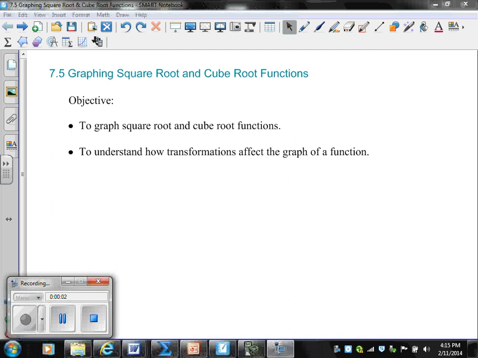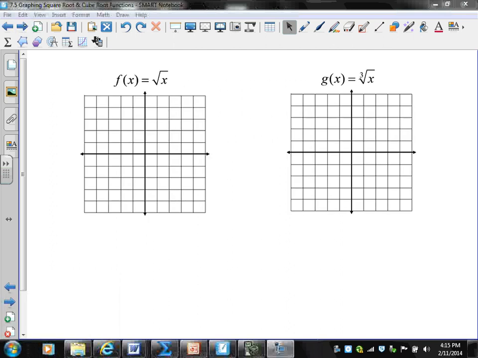Hi folks, this is a video for Chapter 7, Section 5 on graphing square root and cube root functions. The objectives for today are to graph square root and cube root functions, and we're also going to gain an understanding of how transformations affect the graph of a function.